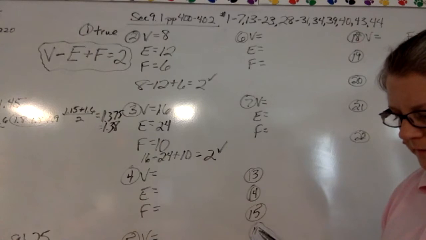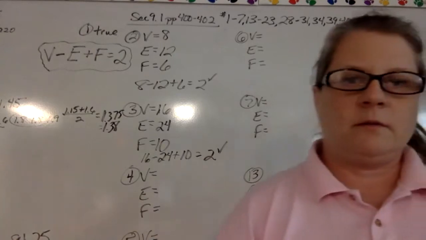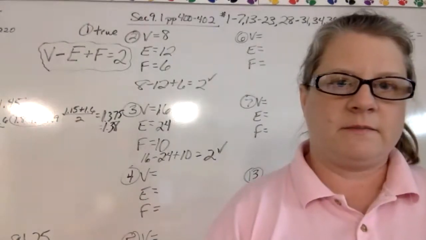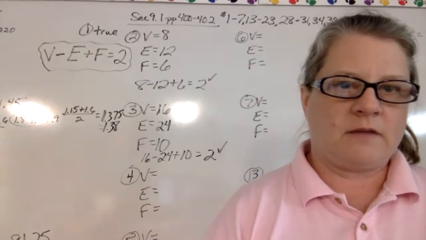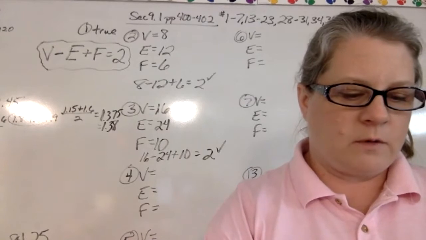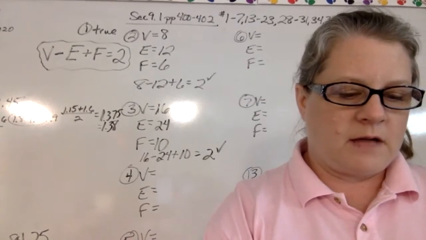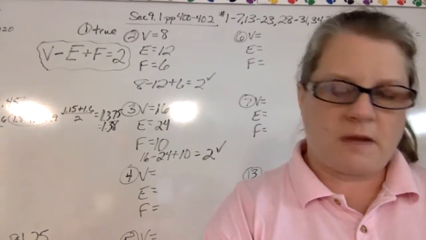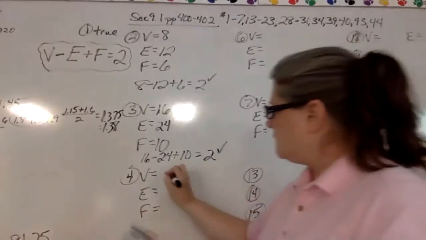Number 4. We're counting vertices on number 4. On the top, I see 4. Going around the middle, I see 4. And then on the bottom, I see 4. So there's 12 vertices.